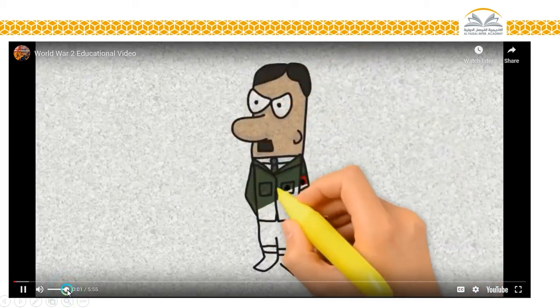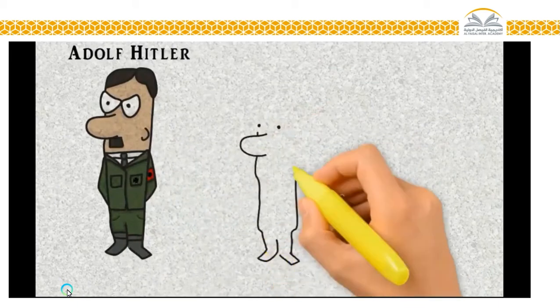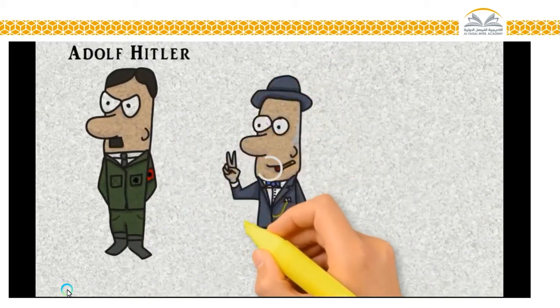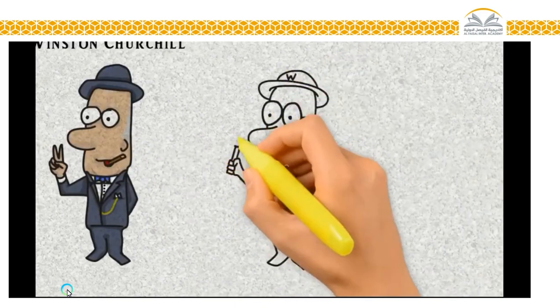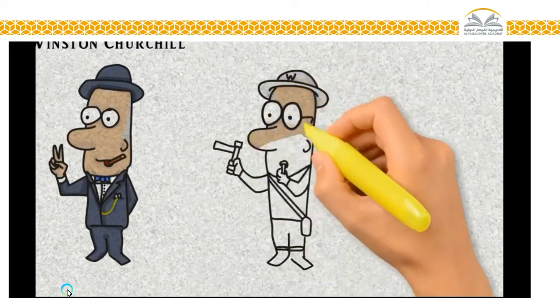Before we get started, can you please take a moment to get used to our main characters? Our first main character is Adolf Hitler, leader of Germany during the Second World War. Our second main character is Winston Churchill, leader of Britain during the Second World War. And our third main character is Charles de Gaulle, leader of France during the Second World War.